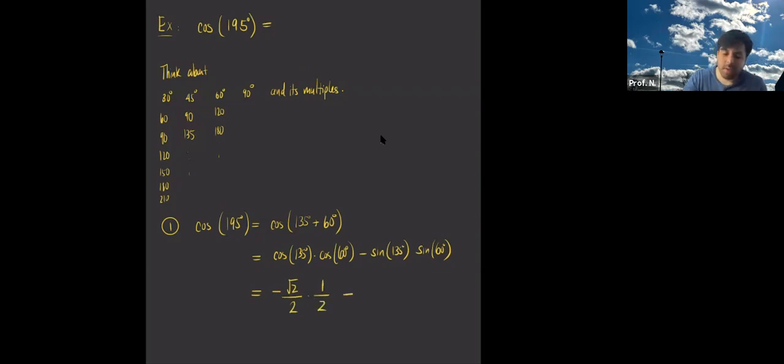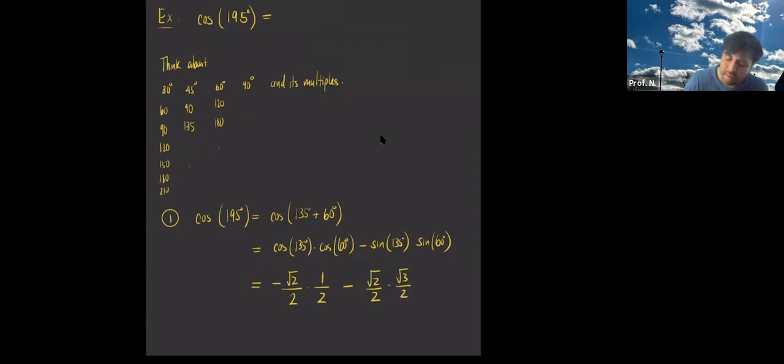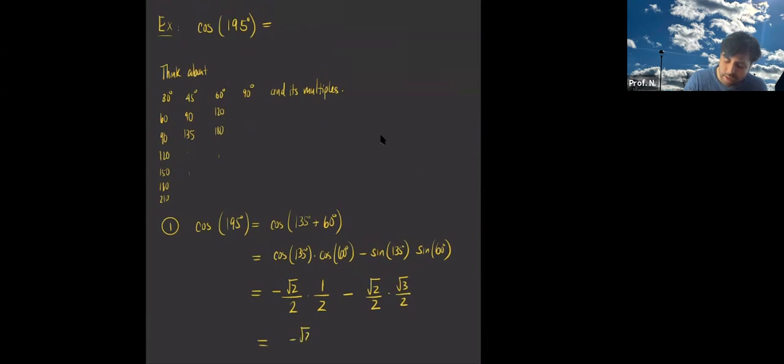Sine of 135 degrees, do the same exact thing. 135, second quadrant, sine is positive. Sine of 45 degrees is rad 2 over 2. That negative sign started from the beginning to be there, so I can't change it, because sine of 135 is just rad 2 over 2. Sine of 60 is rad 3 over 2. So what's my final answer? Negative rad 2 over 4 minus rad 6 over 4. And I can write this as negative rad 2 minus rad 6, all over 4.